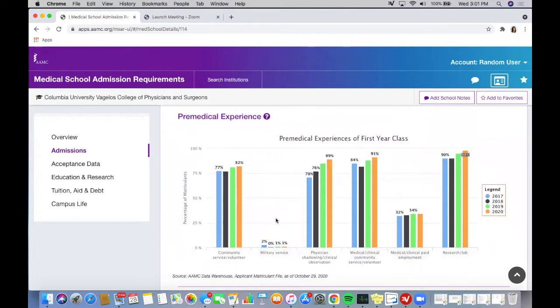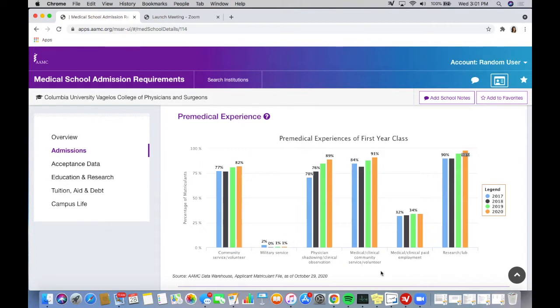Then these pre-medical experience graphs, which give you, again, some great data, will tell you what percentage of the entering class has certain types of experiences. So as you will see for Columbia, 98% of the class in 2020 had research experience. So obviously research is essentially a requirement for Columbia pre-medical students. The vast majority had medical or clinical community service volunteer activities. The majority had physician shadowing, and the majority had community service experience.